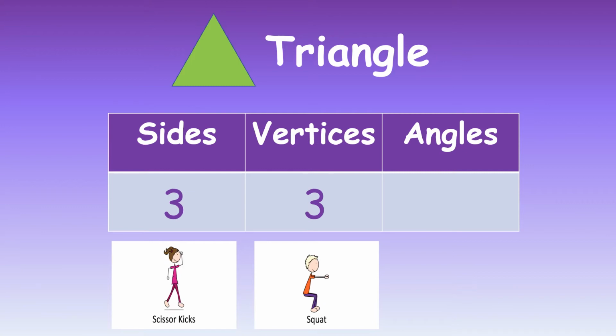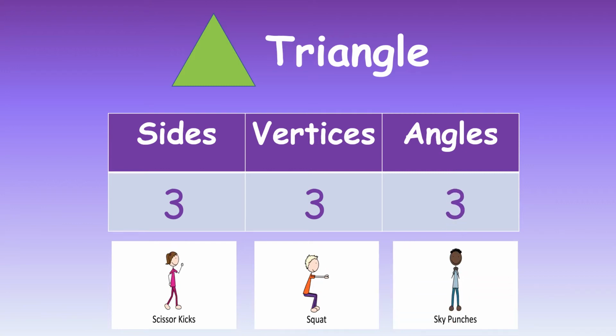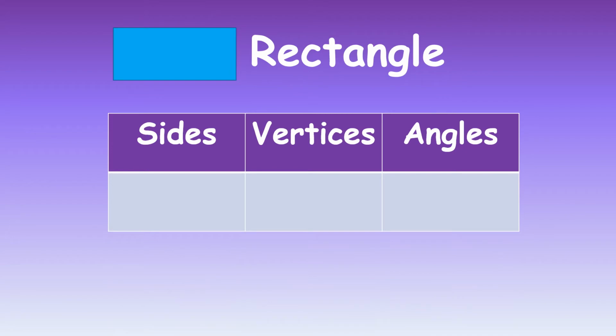And angles. How many angles does a triangle have? 3 again. You get to do 3 sky punches. Let's keep going. What about a rectangle? How many sides does a rectangle have? Yes, 4 sides. Do 4 scissor kicks.